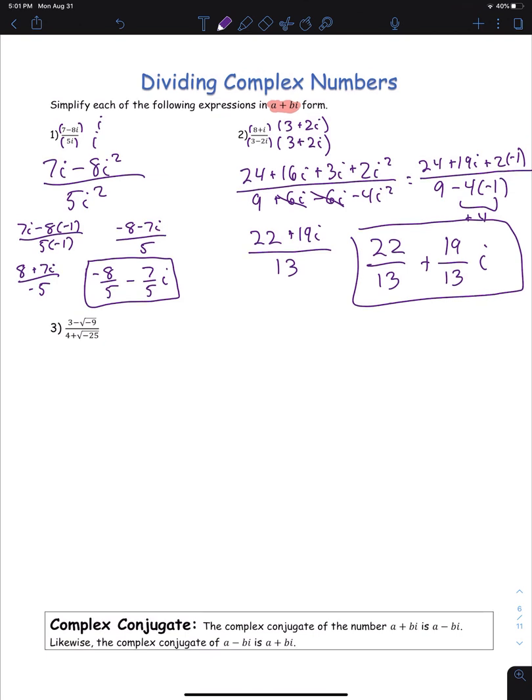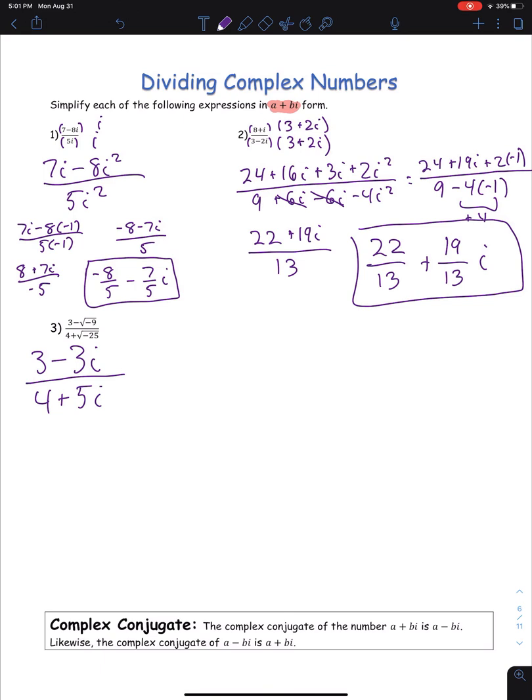On to number 3. So for number 3, what are we going to want to do first here? I don't see any i's anywhere, but I have negative inside of the square root. So I'm going to want to simplify the square roots first. So the numerator would be 3 minus radical negative 1, take the i out, radical negative 9, take the i out, and you have radical 9, which is 3i, so it'll be 3 minus 3i over 4 plus 5i.